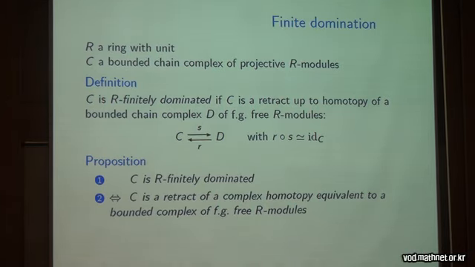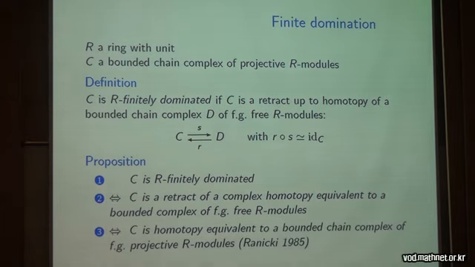Much more difficult to show is the last characterization. That's the same as saying that C is homotopy equivalent to a bounded chain complex of finitely generated projective modules. So that's a result of Andrew Wranitzky in 1985. Right, so that's the basic definition. This is what I want to talk about.